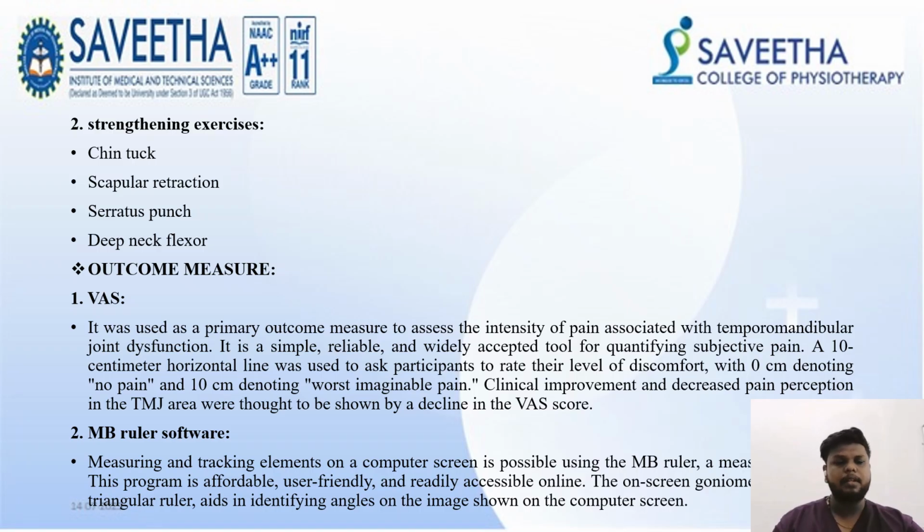Strengthening exercises: chin tuck, scapular retraction, serratus lunge, deep neck flexors. Next, the outcome measures. The primary outcome measures are VAS, MB Ruler software, and also MMO, maximal mouth opening. These three are very important for my study.